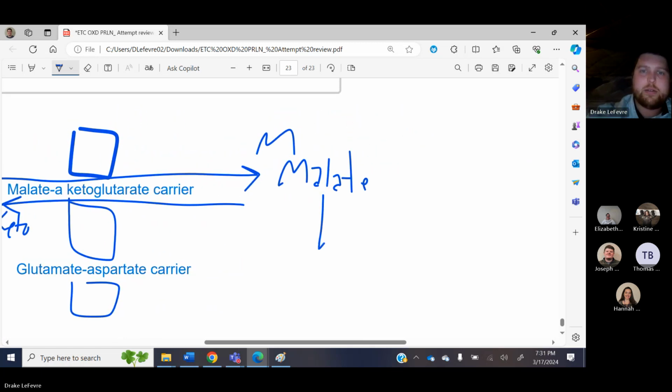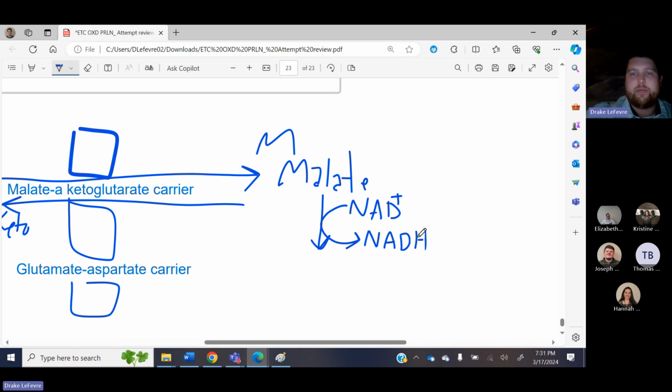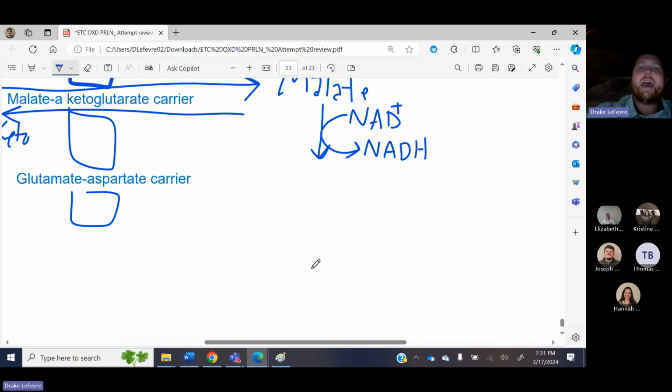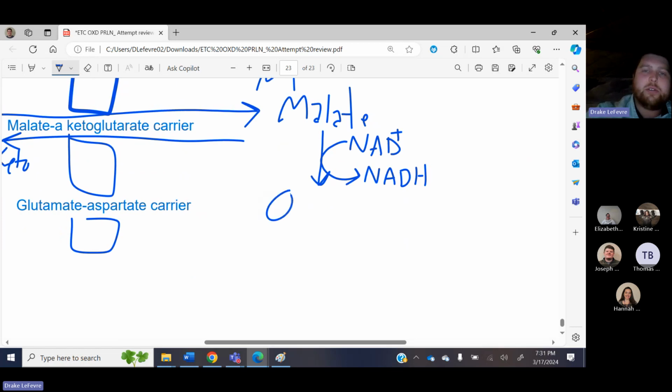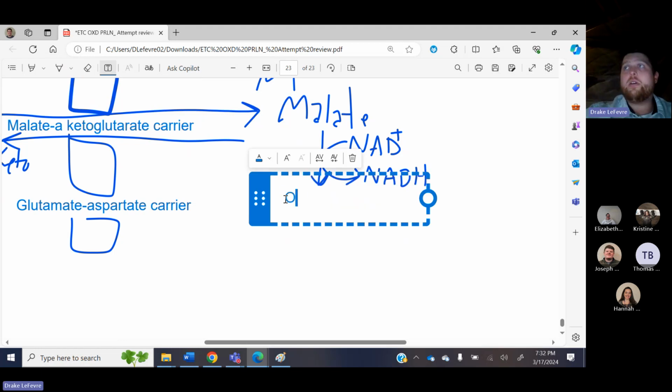The malate will come full circle on this, and you'll see how this connects. The malate is going to give the electron and the hydrogens to an NAD plus. So then we have the formation of NADH. And by so doing, it turns into oxaloacetate.